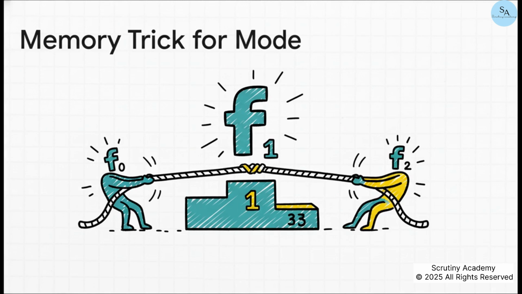I know that formula can be a little tough to remember when you're under pressure in an exam. So here's a quick memory trick. Think of that main frequency, F1, as the winner of a competition. The whole formula is just a tug of war happening around it between its two neighbors.